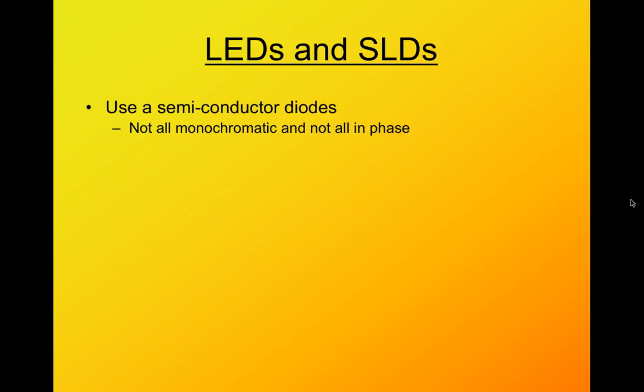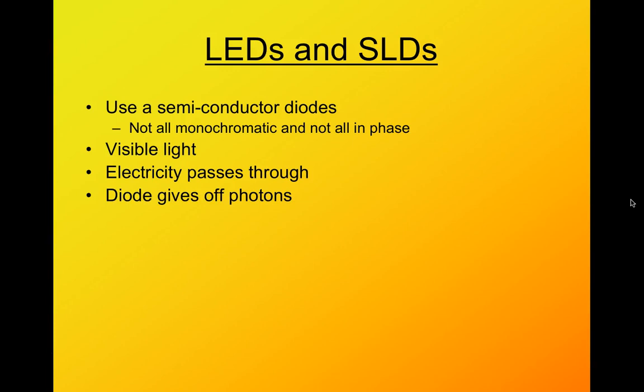When we talk about the LEDs and the SLDs, these use a semiconductor diode versus a lasing medium that we talked about. And those semiconductors are not all monochromatic and the light they produce is not all in phase. So we take away those two components of the laser light, and that also means that we don't get those specific benefits that happen because of that type of light being created. Usually LEDs and SLDs are all within the visible light spectrum. So that's also different. We can have lasers that are UV to infrared, but our LEDs and SLDs are in the visible light spectrum.